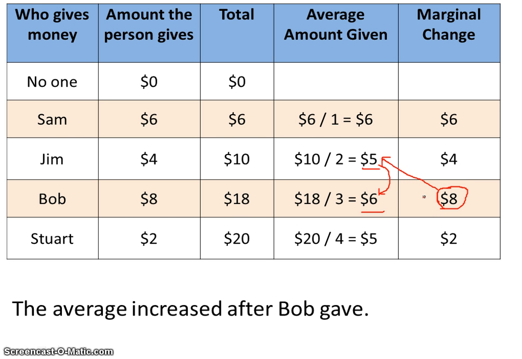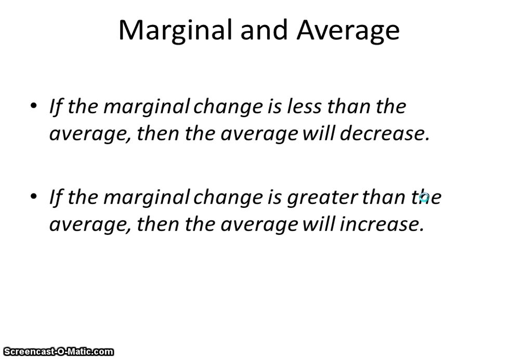So that leads us to an important principle to remember. Anytime that the marginal change is less than the average, the average will decrease. And anytime a marginal change is greater than the average, the average will increase. So any positive marginal change increases the total. But in order to increase the average, a marginal change must be greater than the current average.